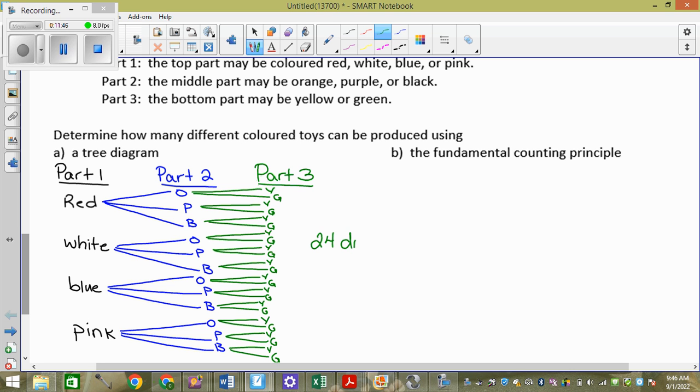Now this isn't too bad when there's 24, but say you have 144 different toys, that would get a little old, and we'd need a large piece of paper for every single question, right?